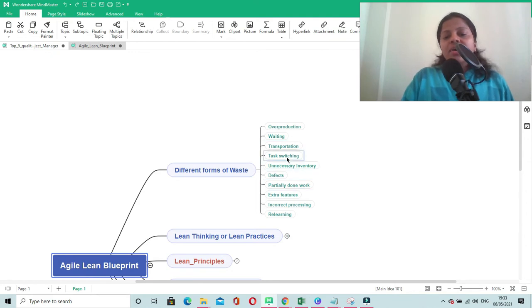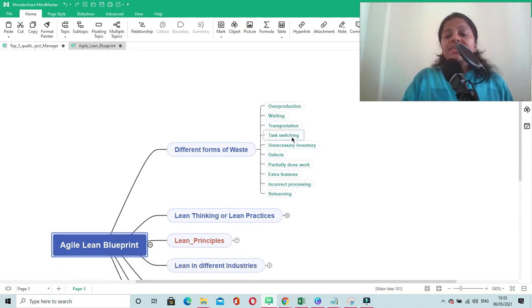The fourth form of waste is task switching. In a manufacturing process or a production line, if your production line is very complicated and not simple, and the process switches between tasks, it might consume a lot of time. Avoiding task switching will also save a lot of time, reduce the non-value-adding activity, which is task switching, and help you make your process efficient.